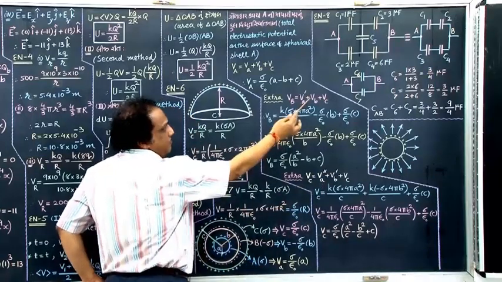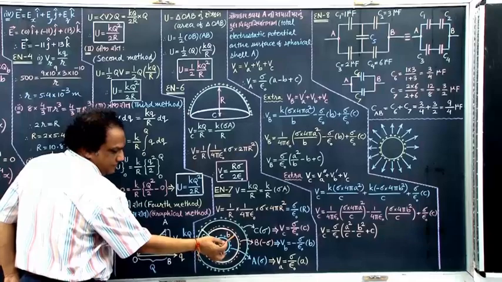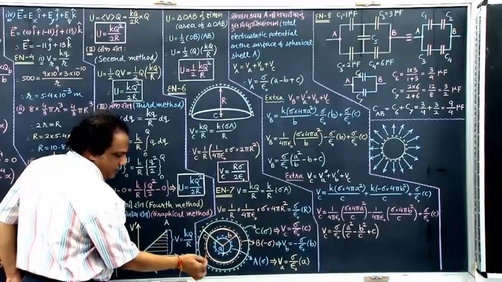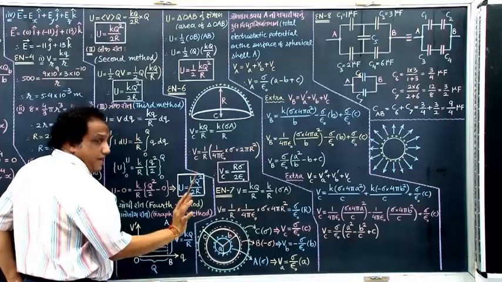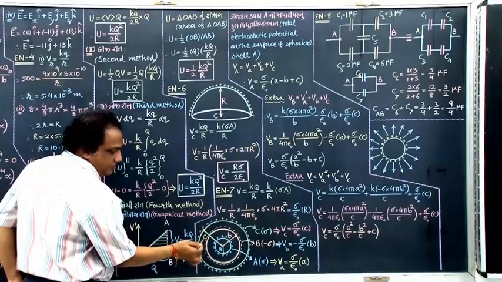What about VB? Earlier you were taking this point, correct? Now you are taking this point. Now this point is outside this cell B, correct? Then you should consider this much distance, which is not B, it is small c now.